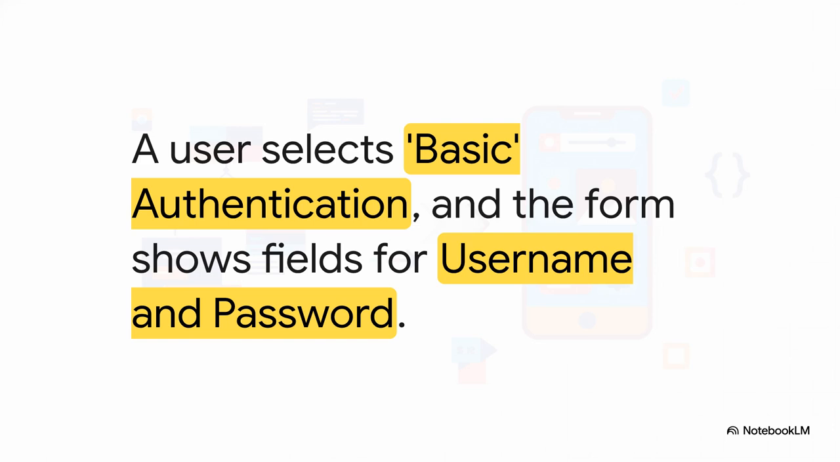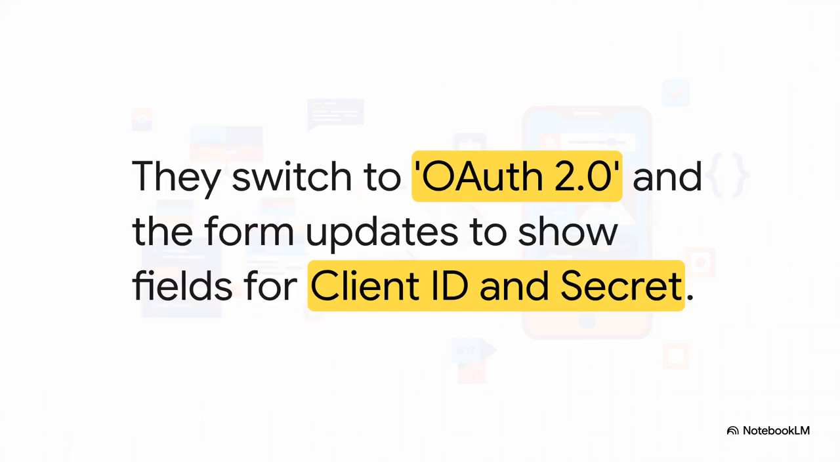On our form, the user gets a choice for authentication type. First, they select basic, and as soon as they do, the form shows them fields for username and a password. Makes sense, right? But then the user changes their mind. They select OAuth 2.0 instead. Instantly, poof, the username and password fields just vanish. And in their place, a completely different set of fields appears, client ID and client secret. The form literally reconfigured itself on the fly.